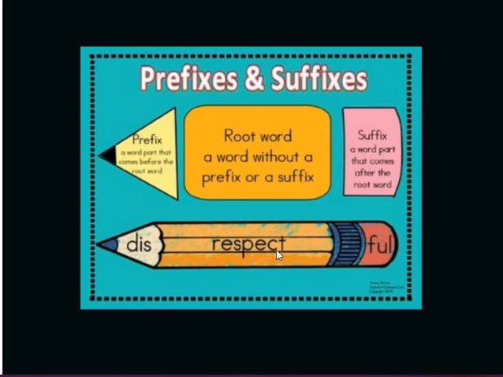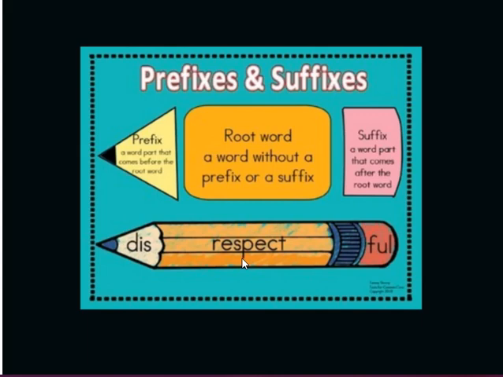Now, here I have respect, which is one word on its own. Then I have full. Full is the suffix. A suffix is a part of the word that comes after the root word. So if I decide to add full onto respect, it becomes respectful. Now, when you're respectful, it means you're full of respect. That means you have respect. You're always doing what you're supposed to do.